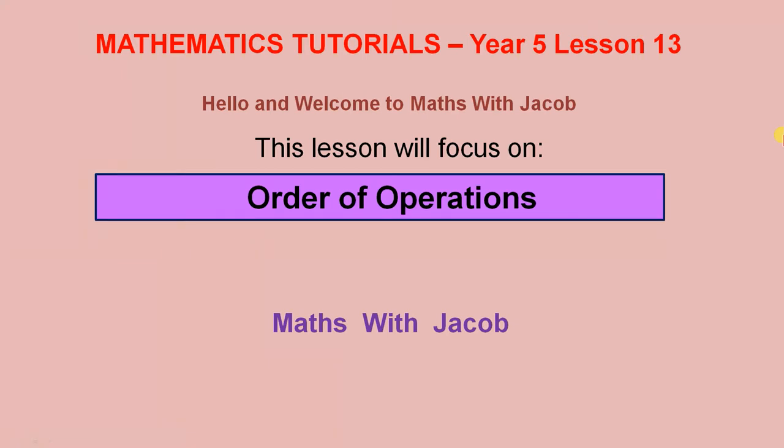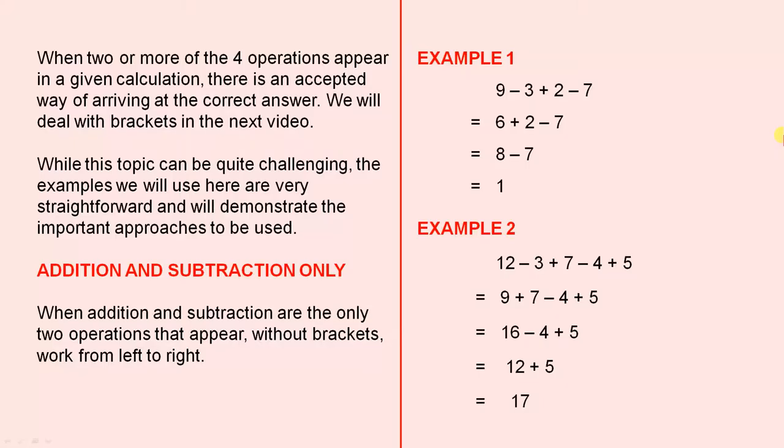This lesson will focus on order of operations. When two or more of the four operations appear in a given calculation, there is an accepted way of arriving at the correct answer. We will deal with brackets in the next video. While this topic can be quite challenging, the examples we will use here are very straightforward and will demonstrate the important approaches to be used.